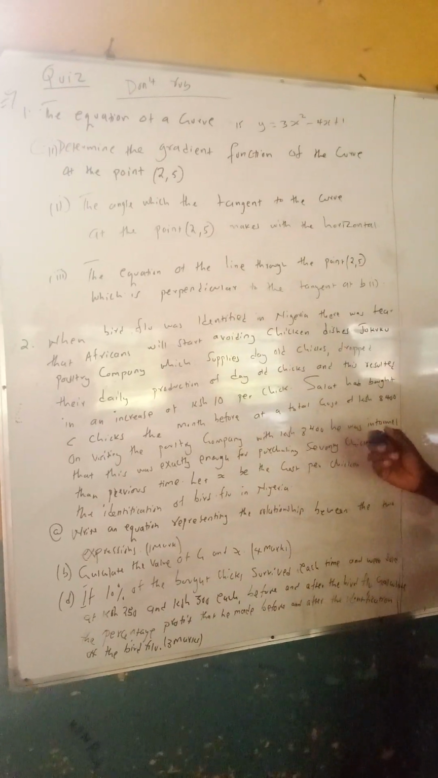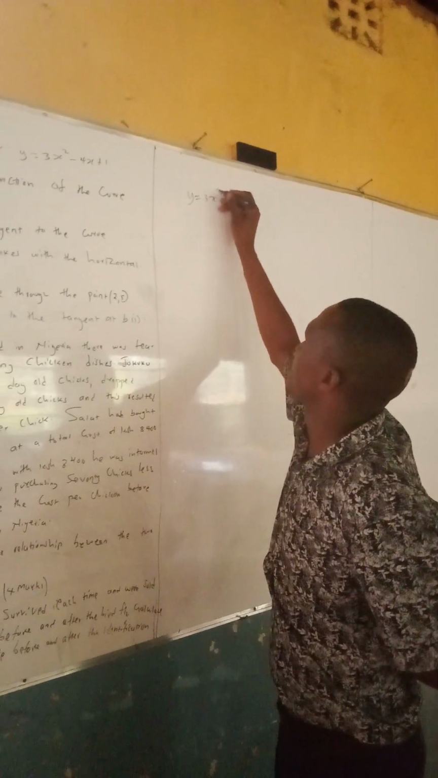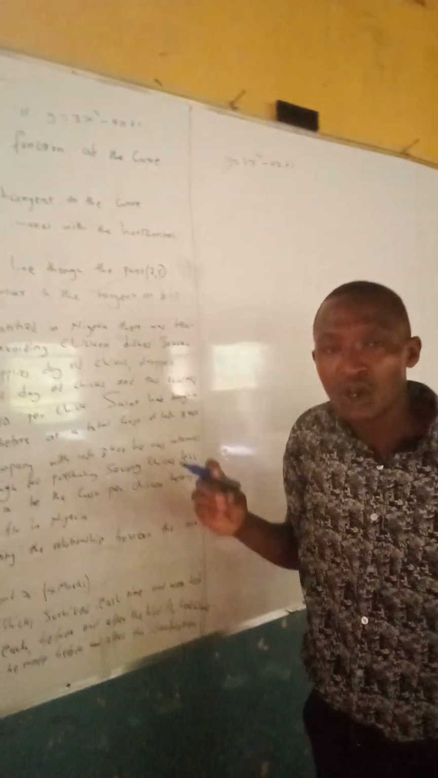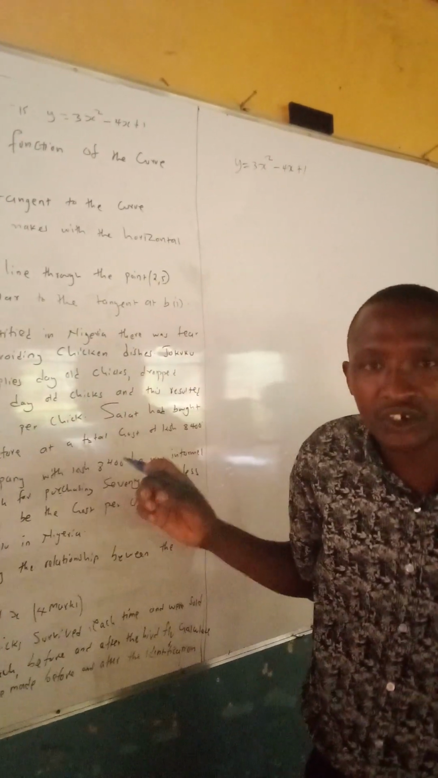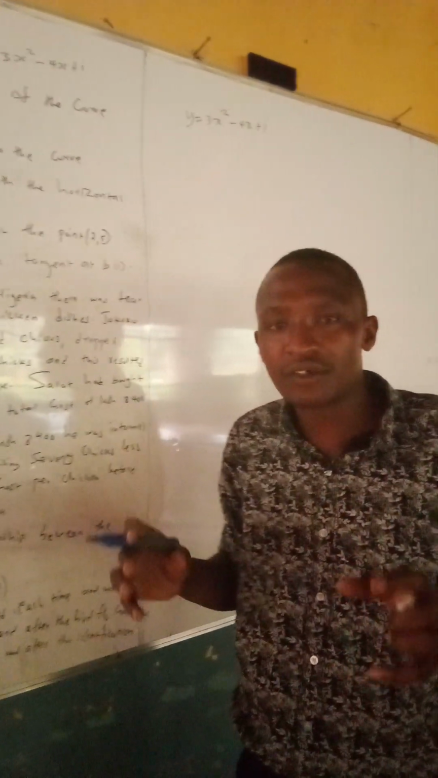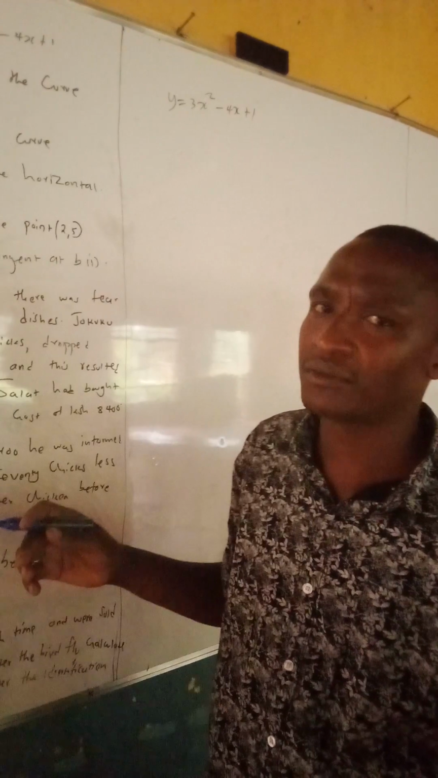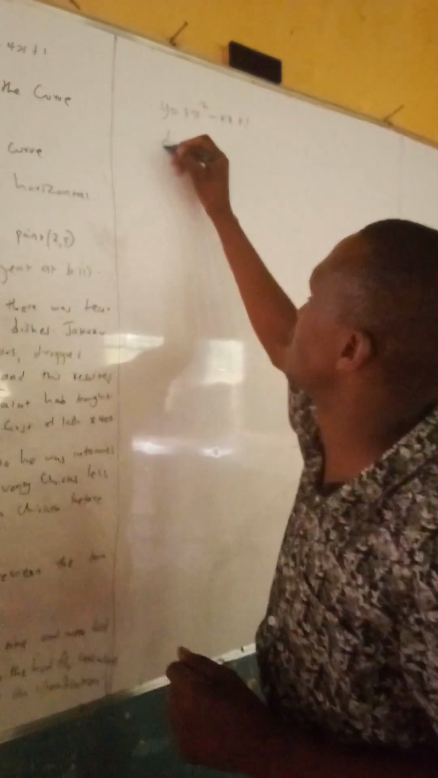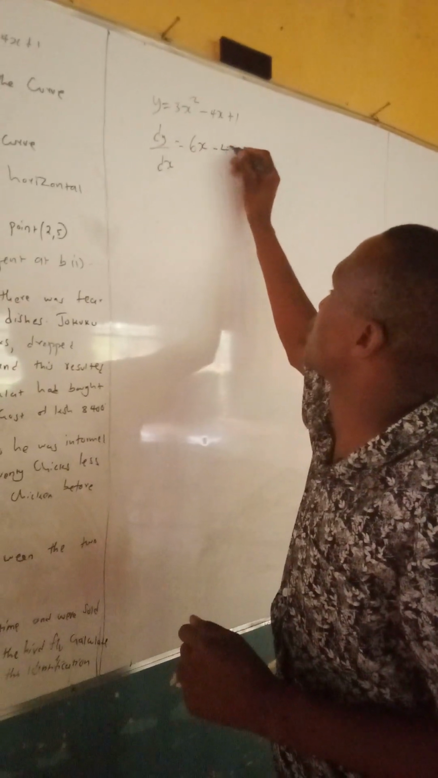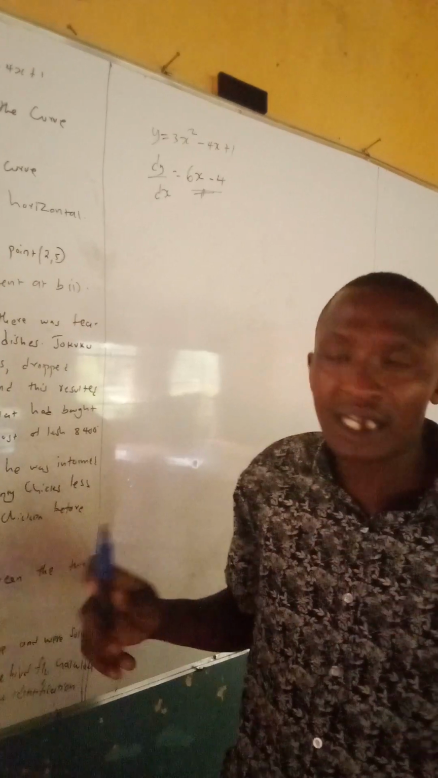Now, in this question, y equals 3x squared minus 4x plus 1 is the equation of a curve. Whenever you want the gradient function, dy/dx will give you the gradient function. The gradient function is a function where you will find the gradient of a curve at any given point. This dy over dx will be 6x minus 4. This is the gradient function, which will assist us to find the gradient of a curve at any given point.